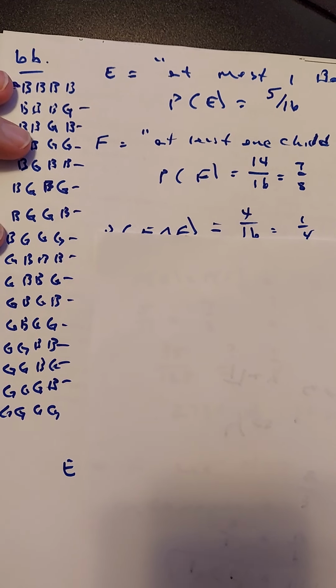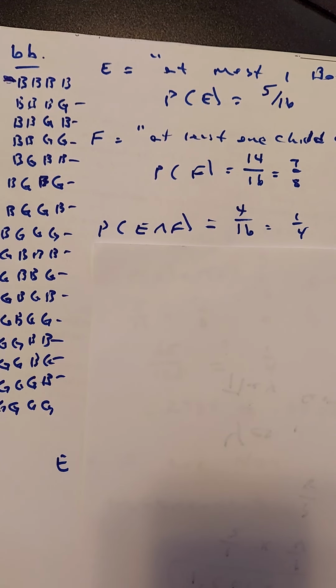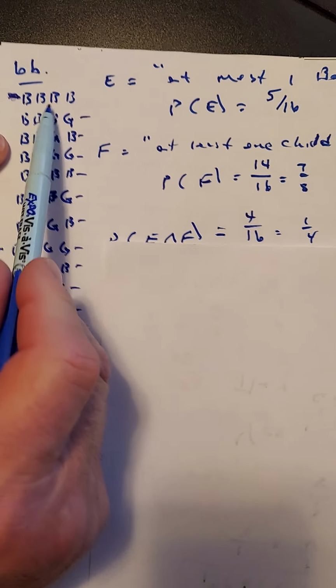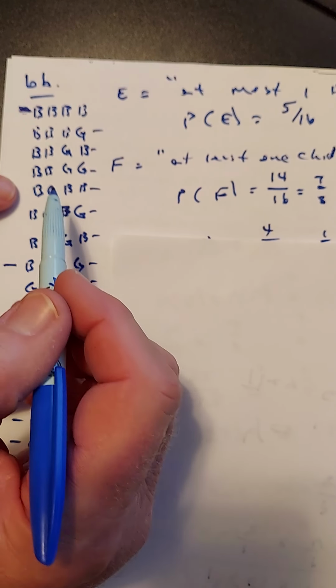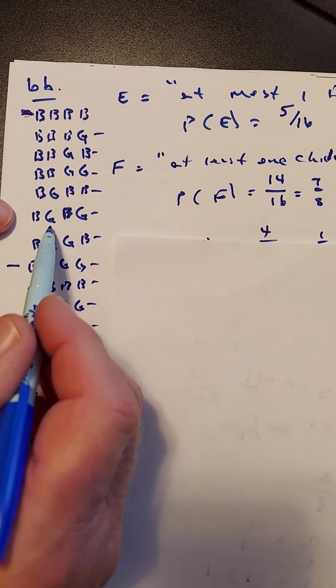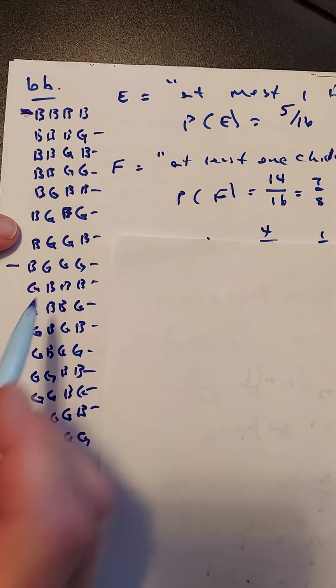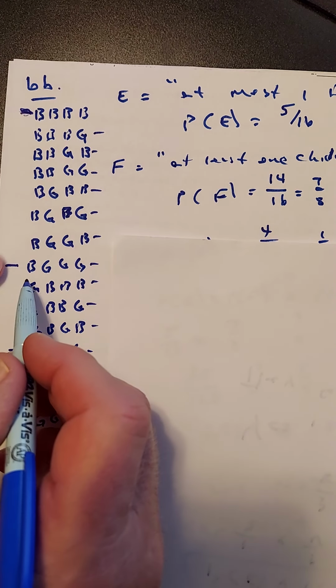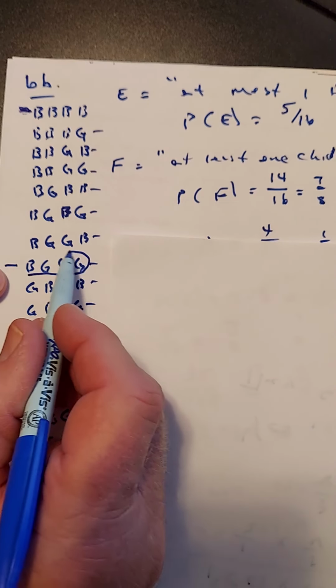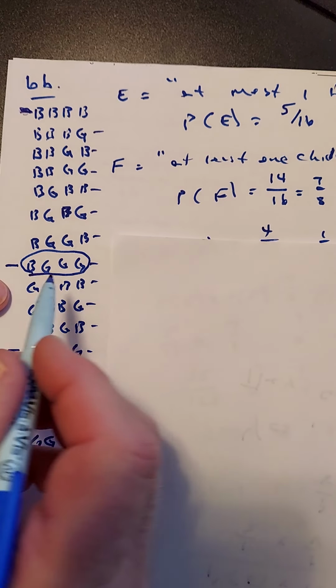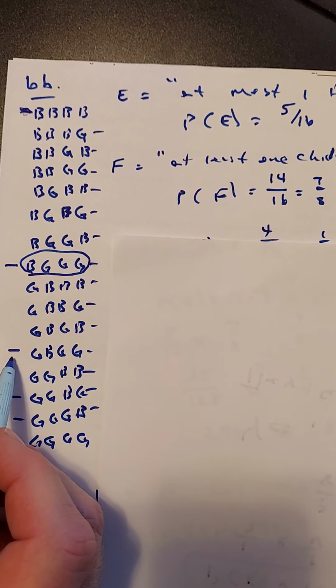Okay, and then E and F. So now you got at most 1 boy, and you got to have some of each. Okay, so that one didn't work. That one doesn't work. That one doesn't work. That one doesn't work. That one doesn't work. Actually, I could just use these over here. Does this one work? You got at most 1 boy and you got some of each. I'm going to circle it. That one works.